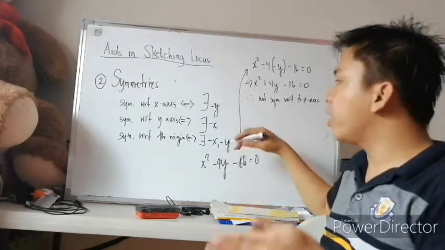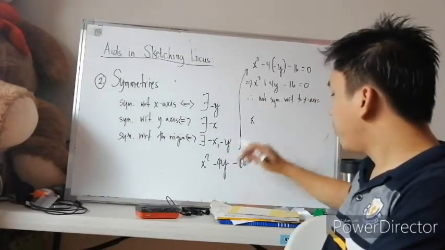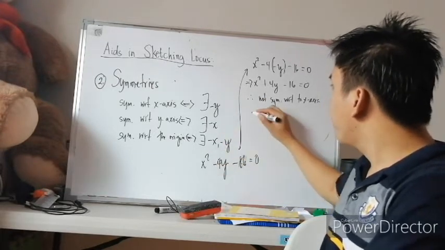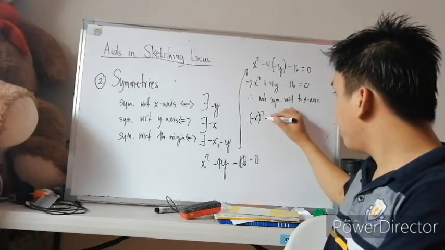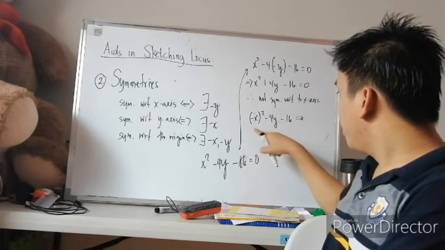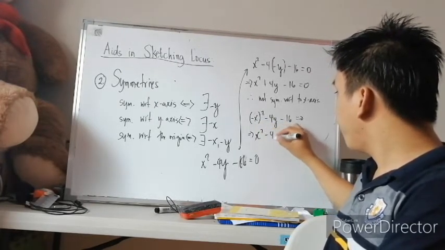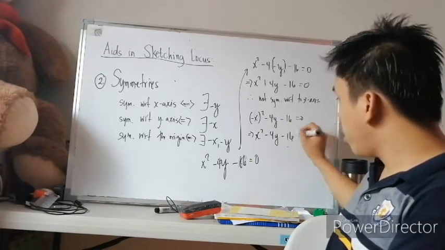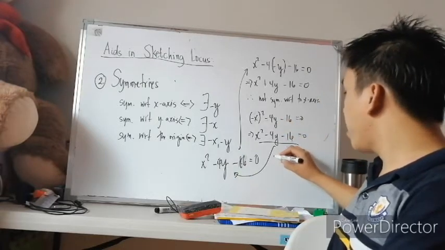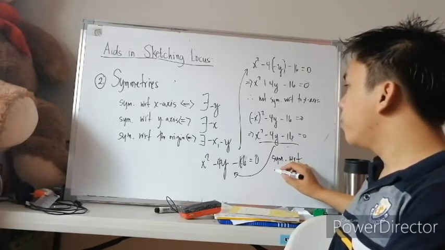So, let's evaluate if it's symmetric with respect to the y-axis. So, x squared. We will replace the x by negative x according to the rule. So, this is negative x squared minus 4y minus 16 equals 0. Negative x squared is x squared, so we get x squared minus 4y minus 16 equals 0, and you will still get the same as the original one. Therefore, this is symmetric with respect to the y-axis.